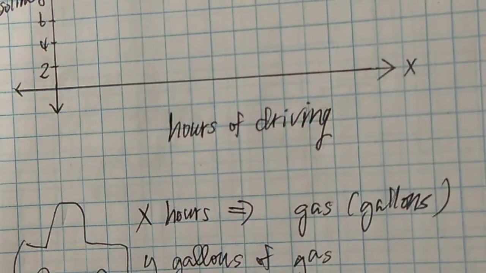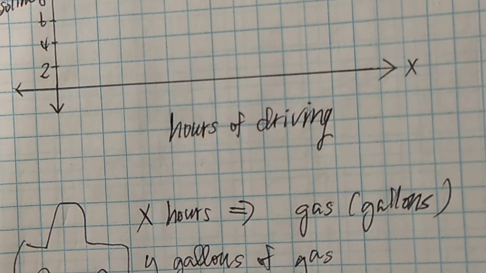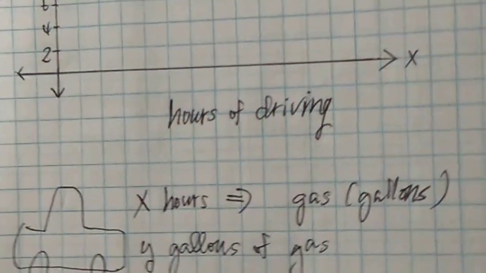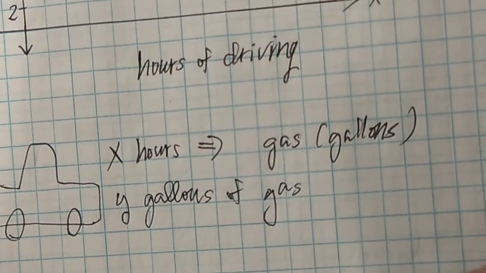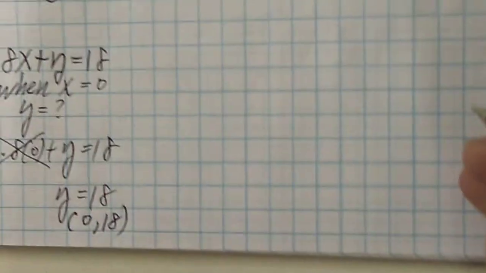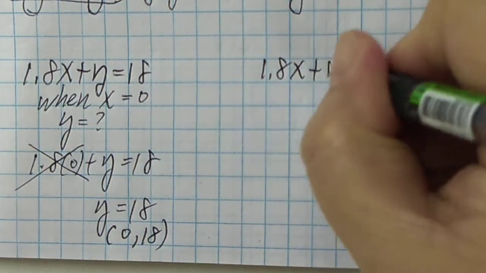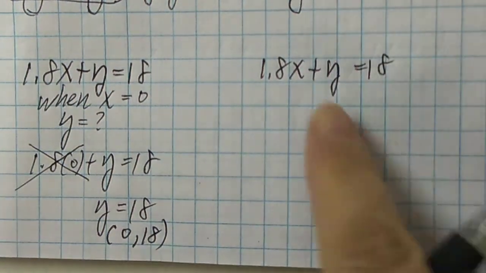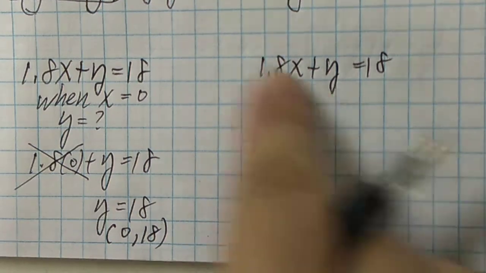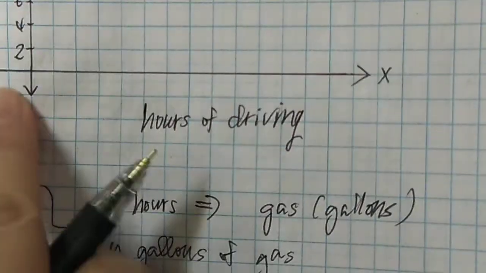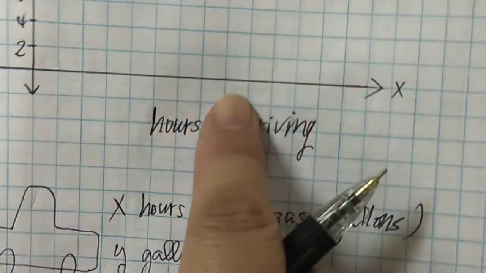Here we have hours of driving. I'm going to use 1, 2, 3, 4. Okay, so let's figure out the x-intercept. Again, the same equation, but now I'm going to let my y be 0. That's how we find the x-intercept, by letting the y be 0.